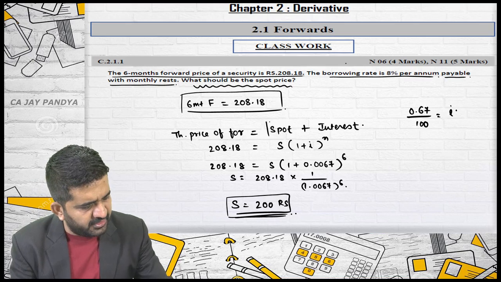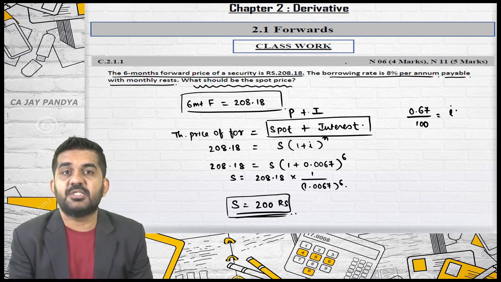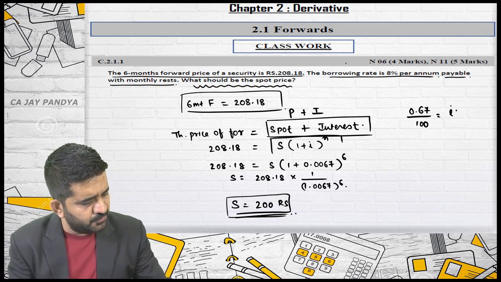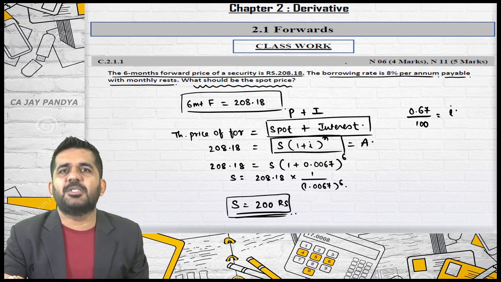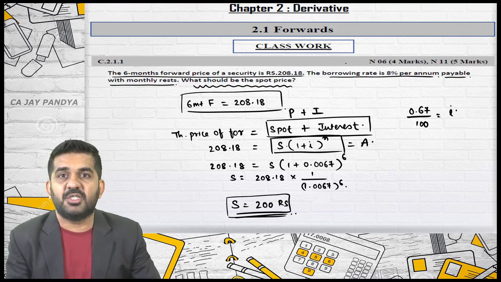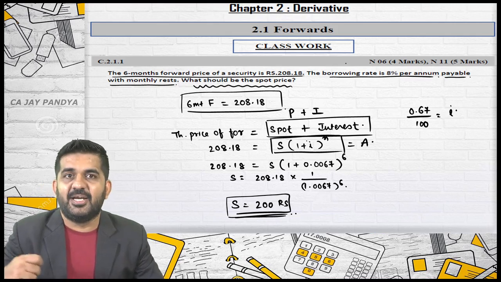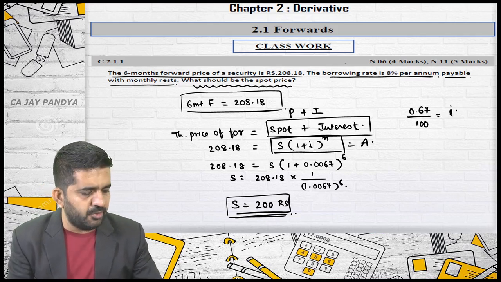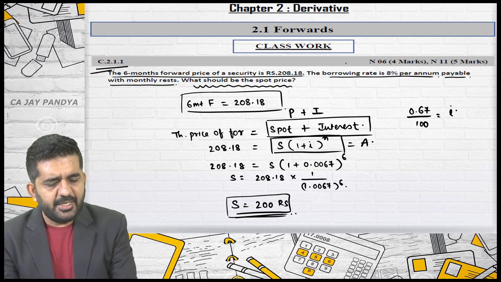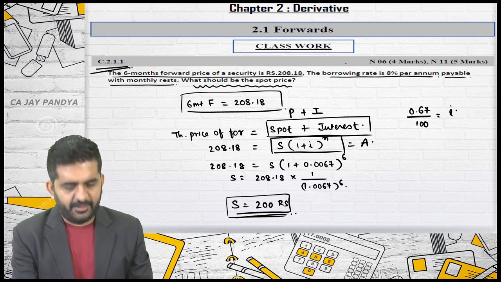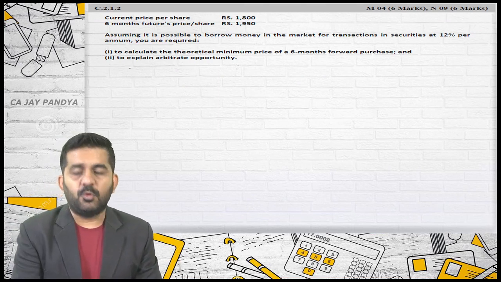If someone doesn't understand this, understand this is principal plus interest, and this formula is of amount. Amount is nothing but principal plus interest. So if someone is asking why I have not written plus over here, it is already added. Principal plus interest is equal to amount, and I have taken directly the formula for amount. So this is C 2.1.1. Next is C 2.1.2.